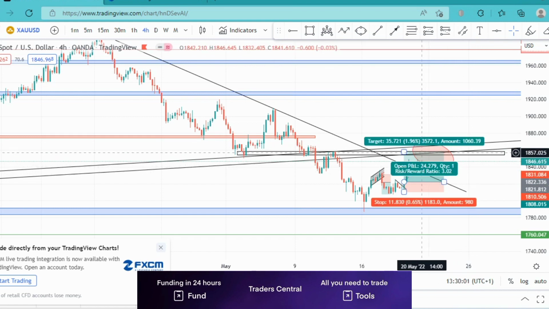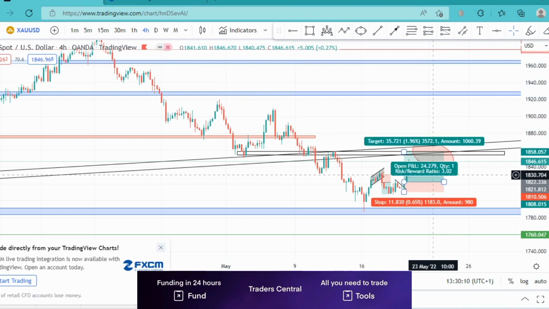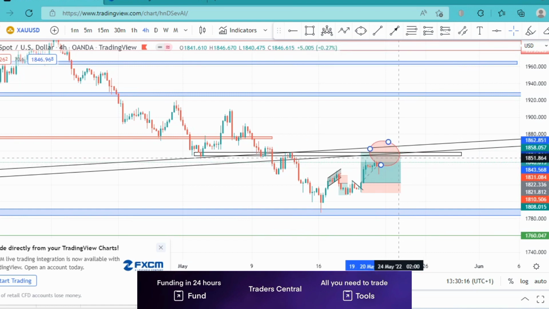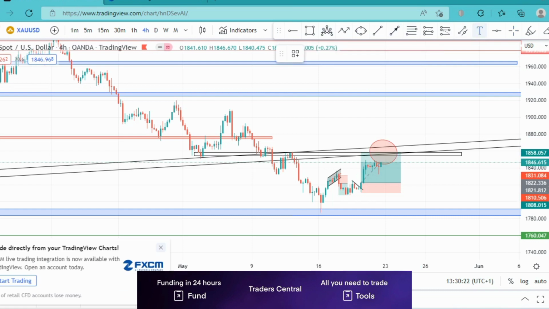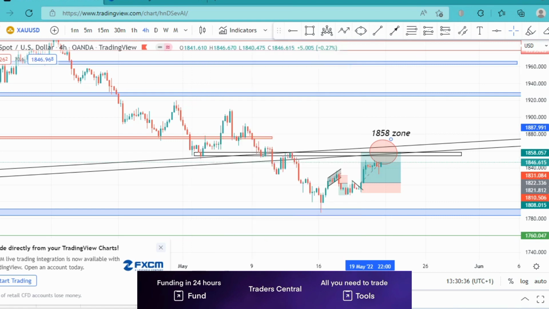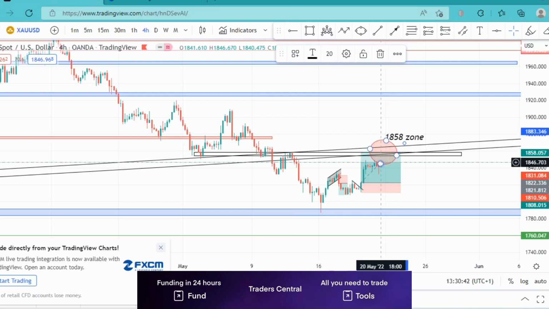So expecting price to get all the way here and see how price reacts to this area, because this is going to be a very important area for us, regardless of this trend line that I have drawn here. Okay, so regardless of the trend line, this zone at the 1858 level is what we'll be looking out for. Okay, so I would say the 1858 zone, not an exact level, but just the zone around there, is where we'll be looking to either short or buy the market if price breaks through.